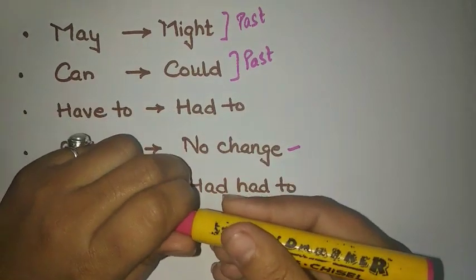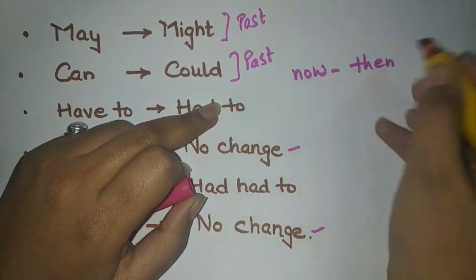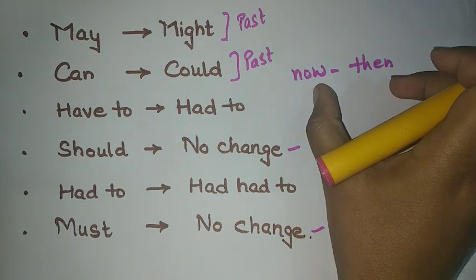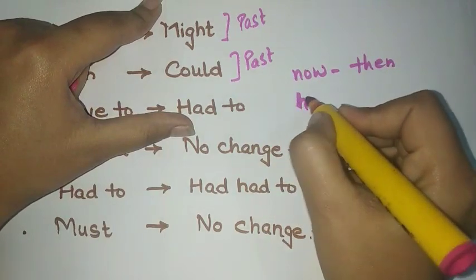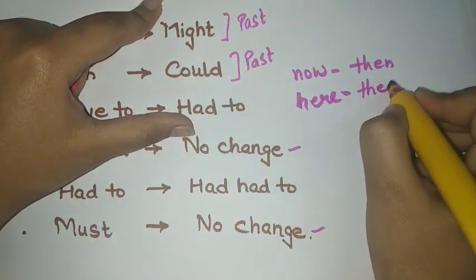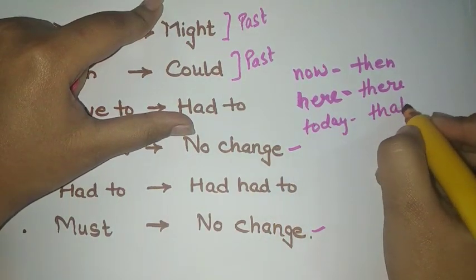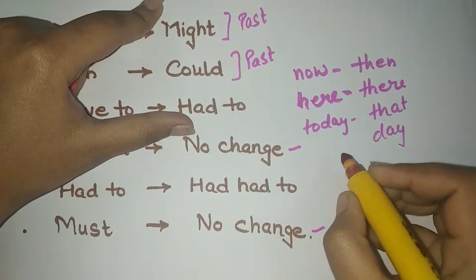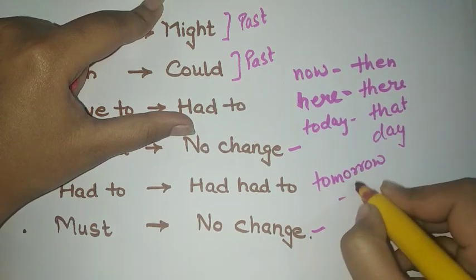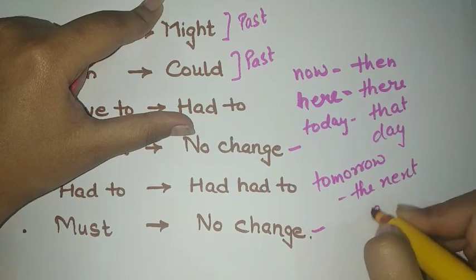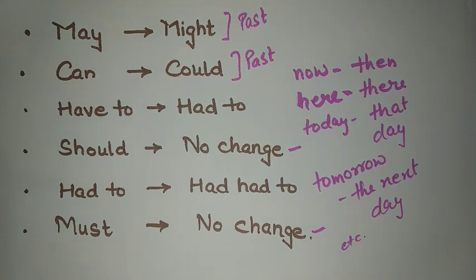Some other words can be changed: now can get changed into then, because it can be an expression of place or an expression of time, and here will become there, and today will become that day, and tomorrow will become the next day, etc. So these are a few changes we can make in indirect speech.